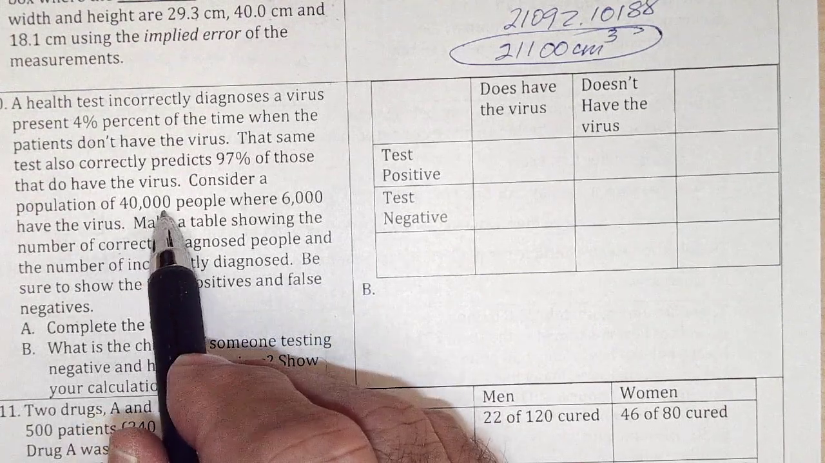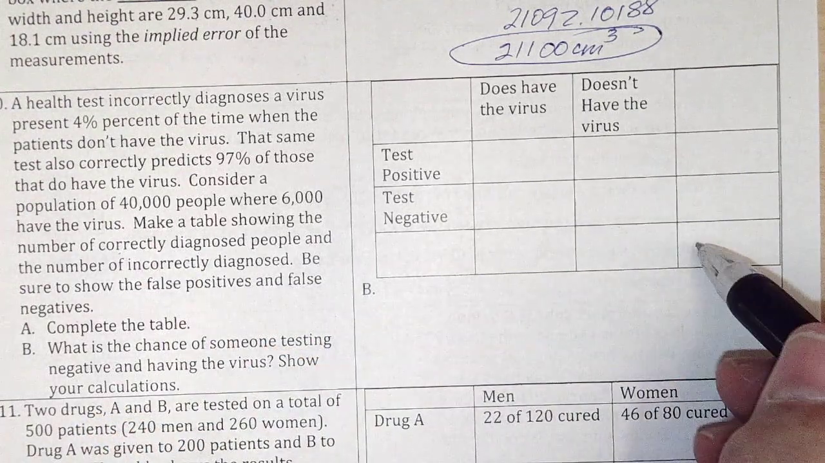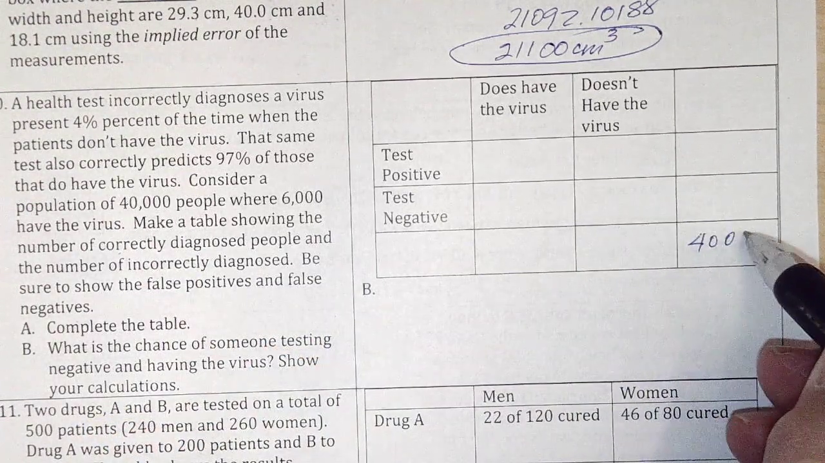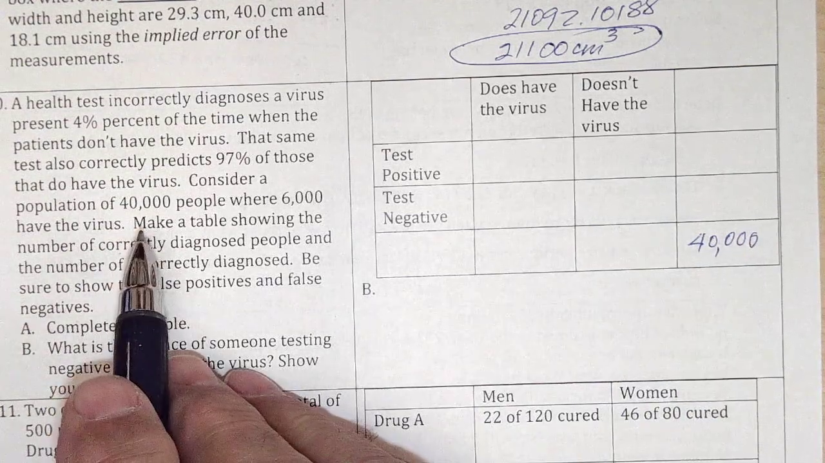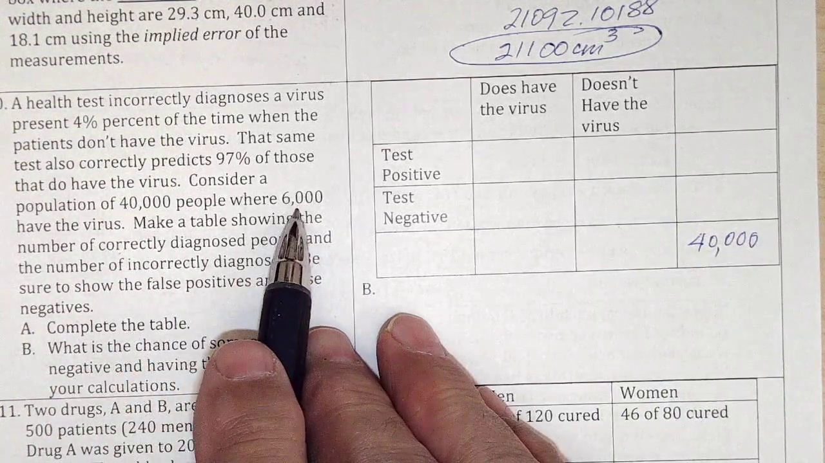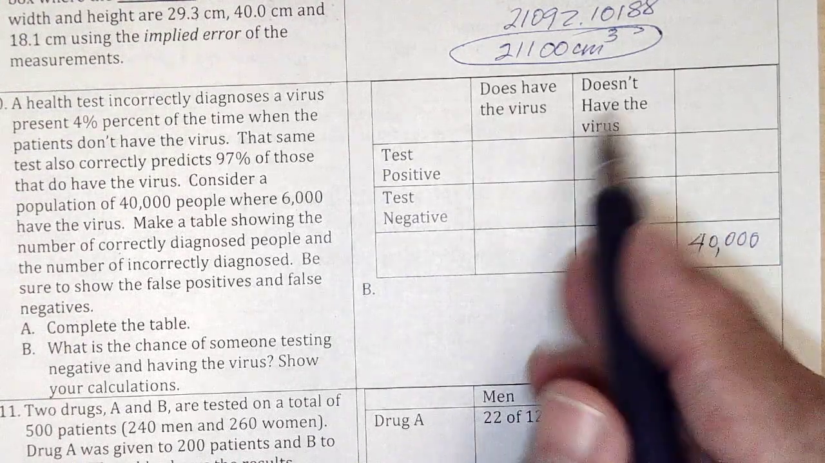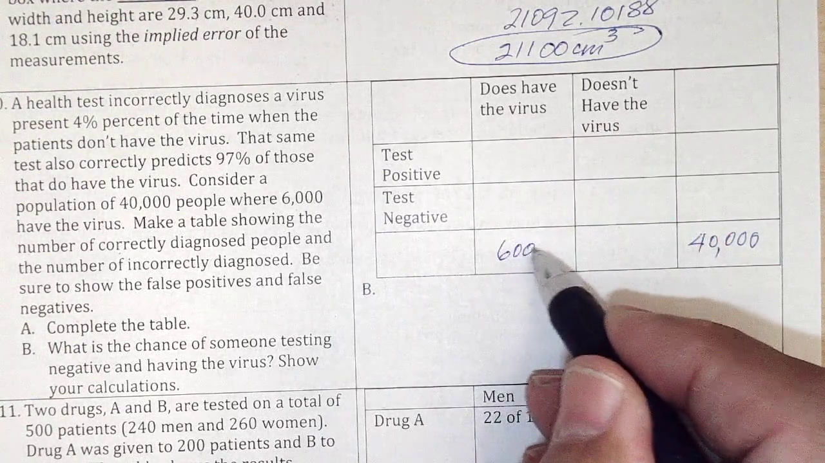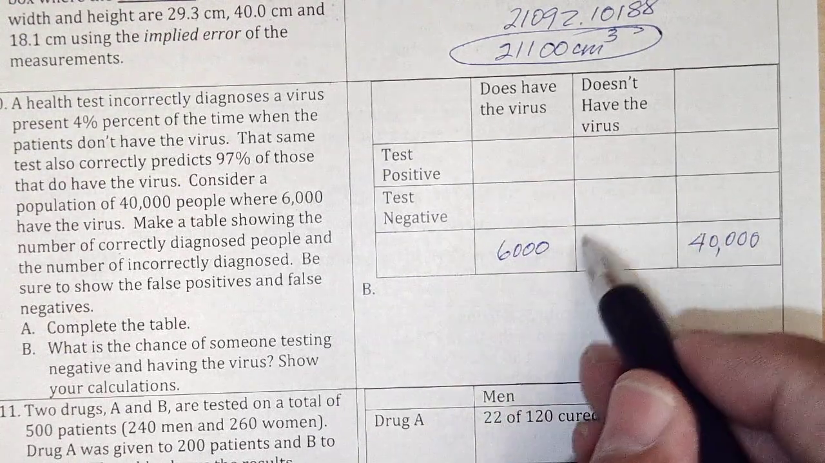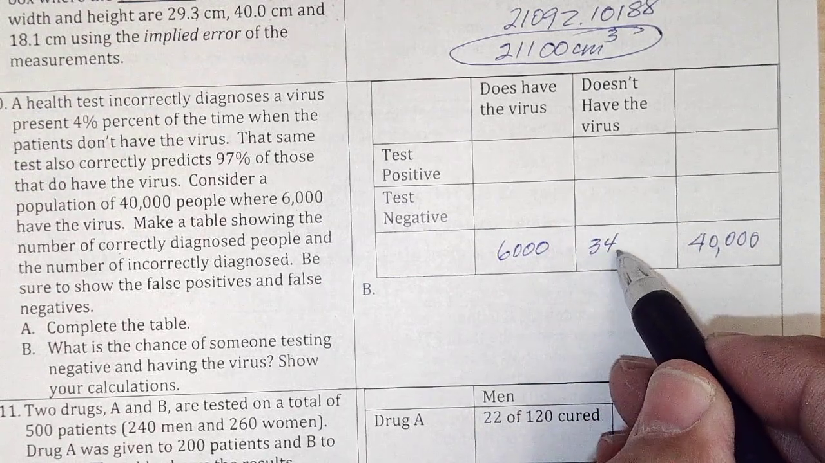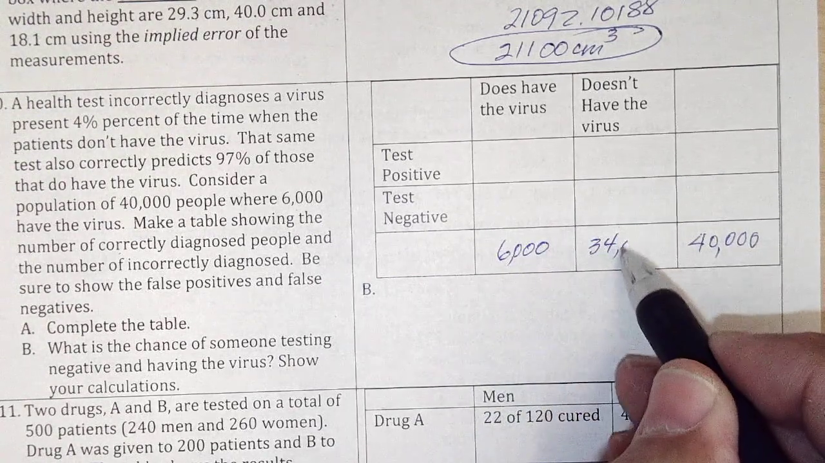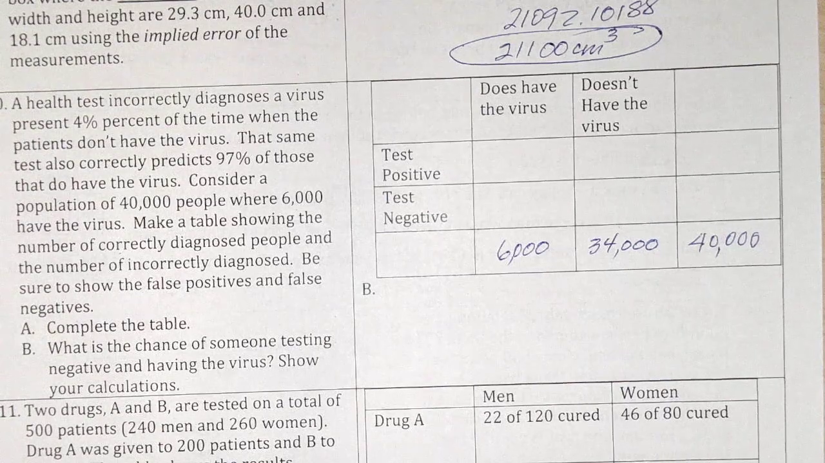So we're doing 40,000 people, and 6,000 have the virus. So that means there's 34,000 that don't have the virus.